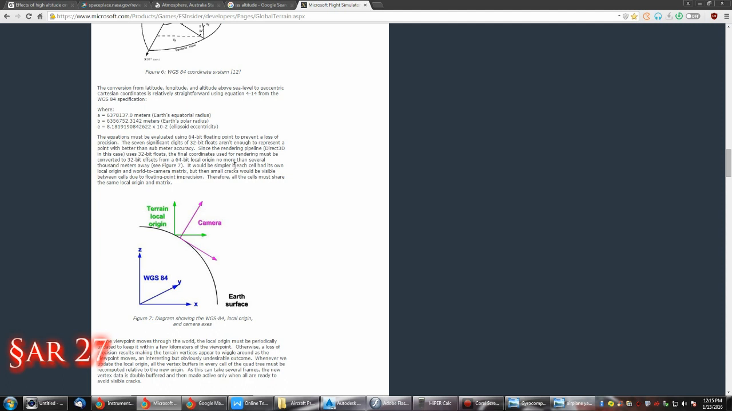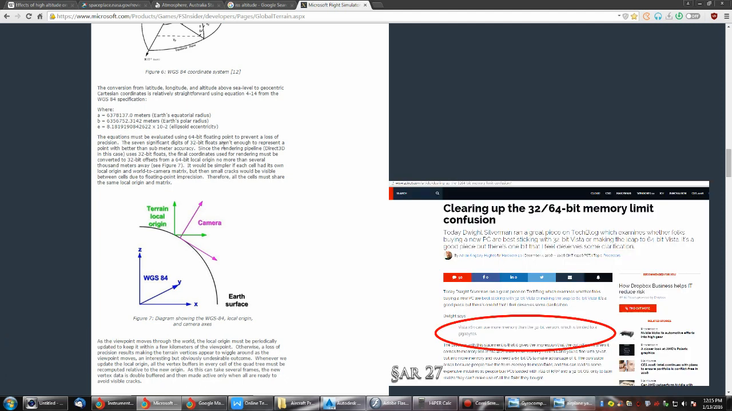So here it is, folks. The equations must evaluate 64-bit floating points and prevent loss of position. The 7 significant digits of 32-bit floats represent the sub-meter accuracy, since the rendering pipeline, Direct3D in this case, uses 32-bit floats. Now I'm reading that, and to me it's just complete baloney. Direct3D using 32-bit or 64-bit memory has nothing to do with not being able to make the world a ball.